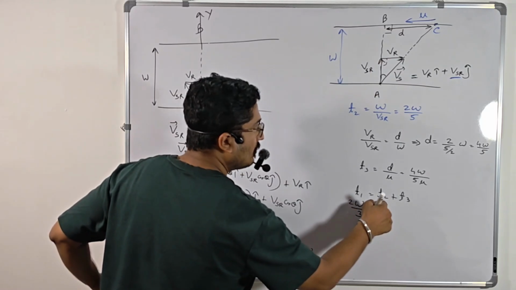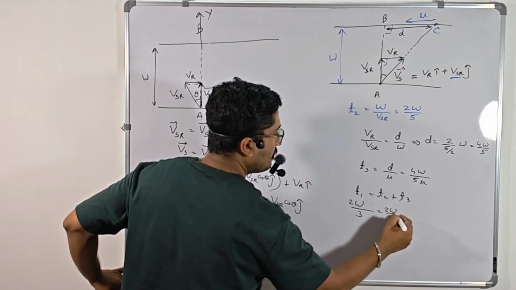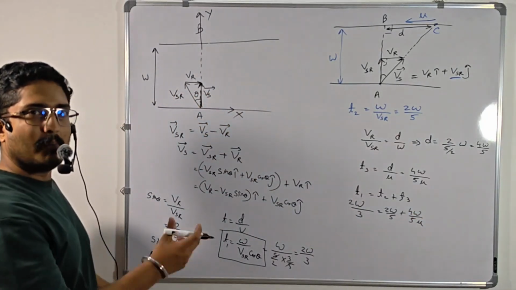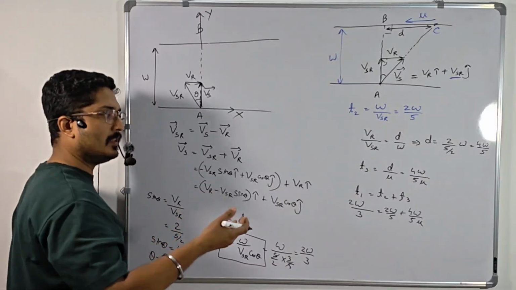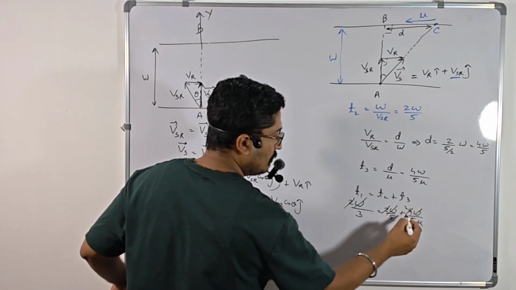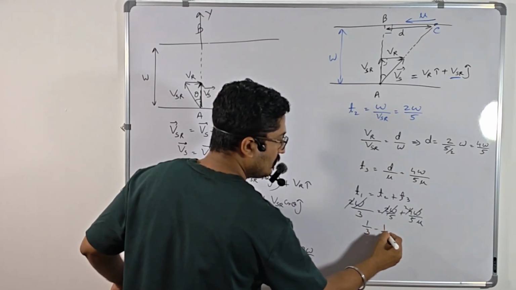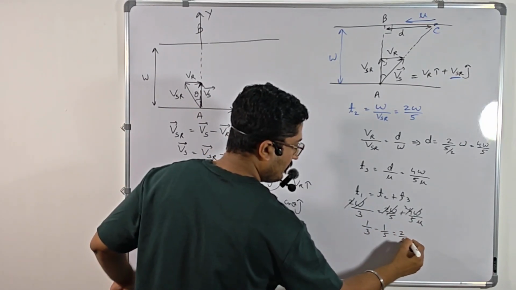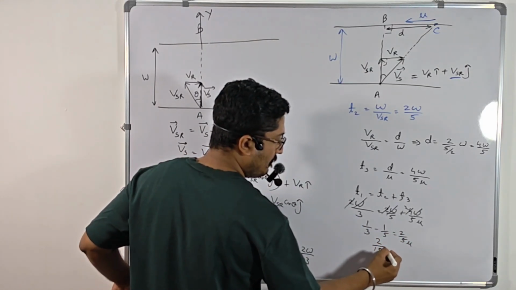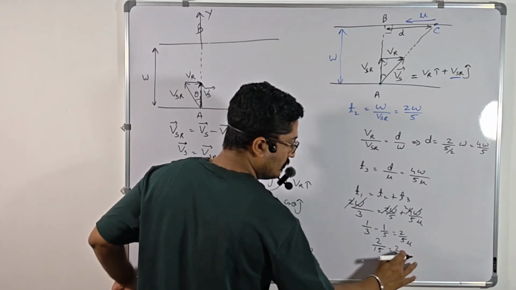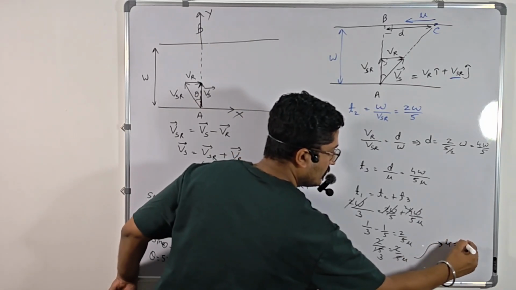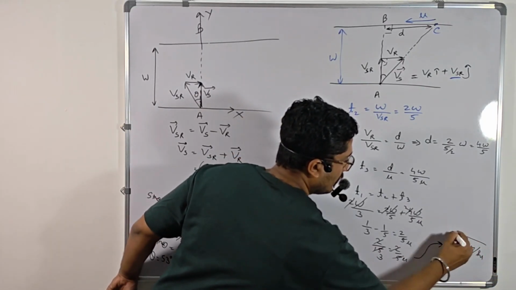So I can substitute that. 2W by 3 equals T2, which is 2W by 5, plus 4W by 5u. W is basically the width, I was assuming that, and you can see that the assumption is anyway getting cancelled. I can also cancel the 2's. So what I have now is 1 by 3 minus 1 by 5 equals 2 by 5u. This gives 5 minus 3, 2, so 2 by 15 equals 2 by 5u. The 2 gets cancelled, 5, 3. And finally, I'm getting u equals 3 kilometers per hour.